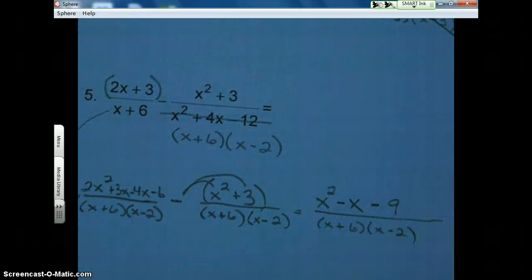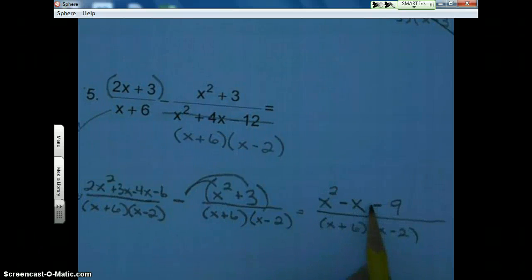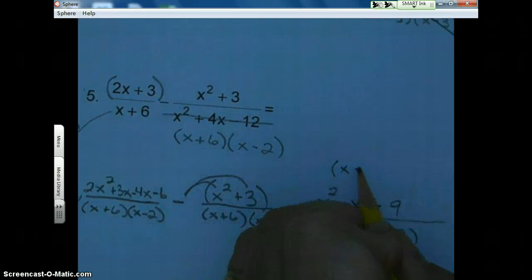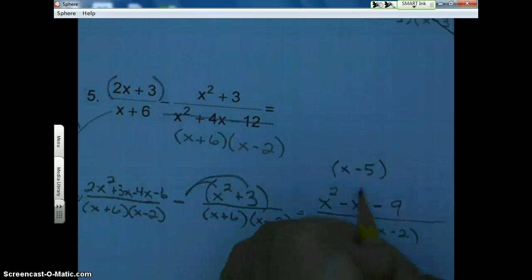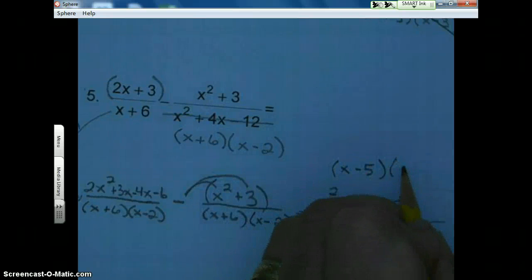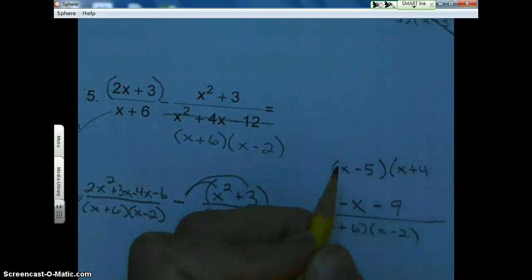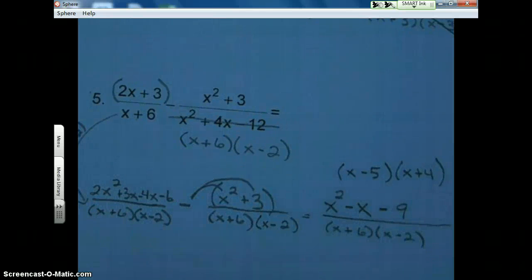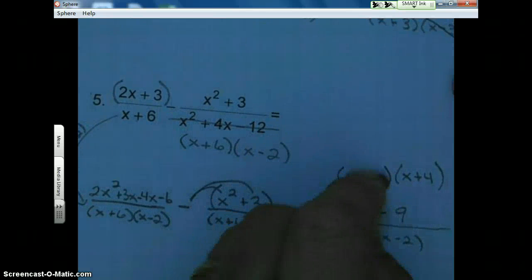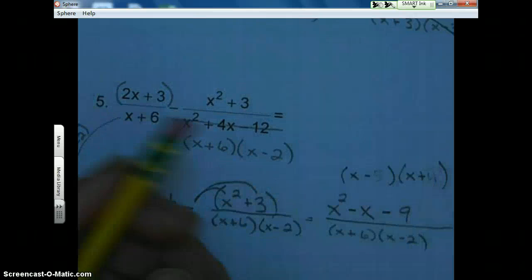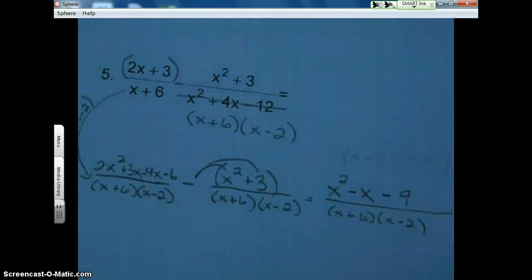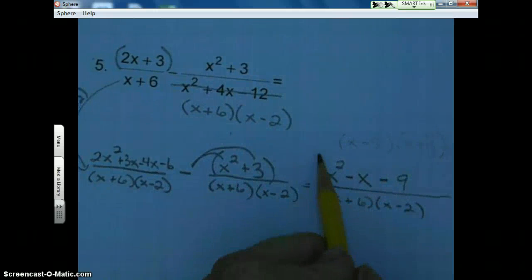Okay, now we have to check. Can we factor this? And will those factors cancel any of these? So I'm looking at 5 and 4, minus 5, because the middle term is negative, plus 4. Whoa, I've lost my mind. 5 times 4 is not 20. What is wrong with me? How about 3 and 3? No, that's not going to work. I think that's it. I don't think that we can factor that and get these factors down below to cancel. So we're going to go ahead and stop here.